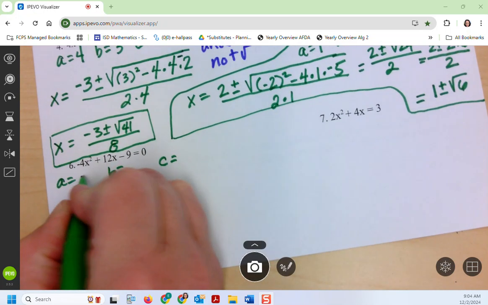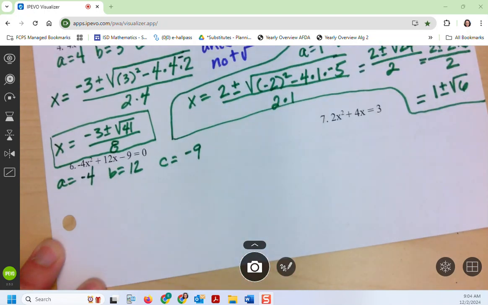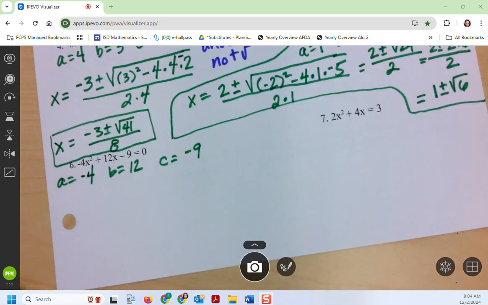Okay, so your A is -4, your B is 12, and your C is -9. Check your work. Did you get those right? A, B, and C? Okay.